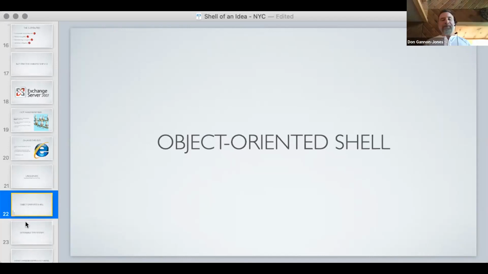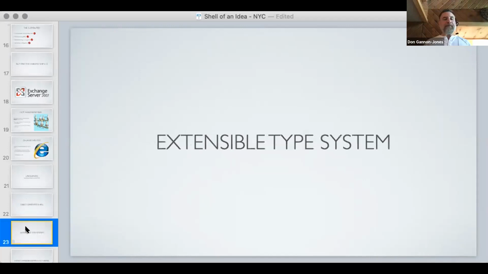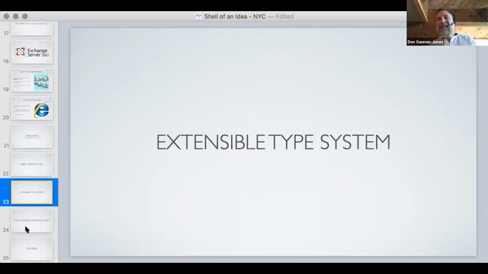It has an extensible type system. That's something else that, believe it or not, had never been done to that point. The idea of taking an object that was produced by software somewhere in the computer and then adding bits to it to make it easier to use that object for the specific purpose of administration was brand new.